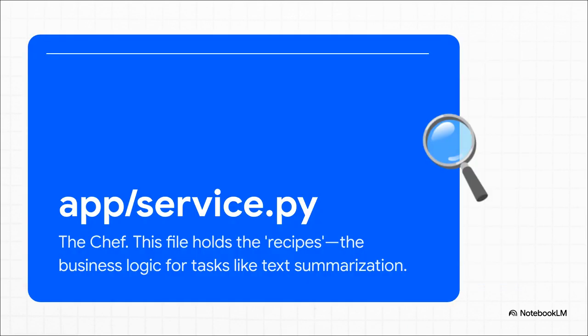Okay, next up is service.py. If the models are the ingredients, then this file is our head chef. It holds all the recipes, the actual code that takes in text, uses the model, and spits out a summary or a sentiment score. This is where all the real action happens.